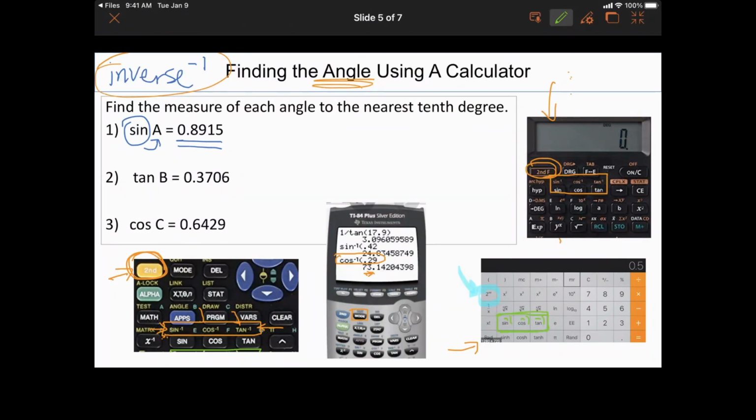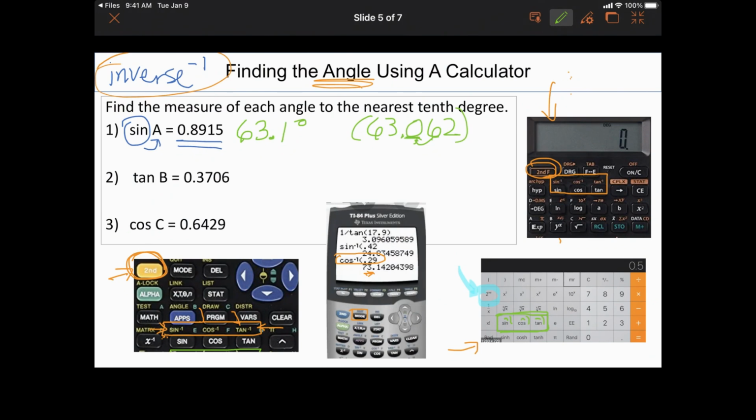Okay, so let's go find the inverse. So this is going to do inverse sine 0.8915. All right, and it says to the nearest tenth degree. So I have 63.1 degrees. So it was 63.062. So I'm rounding to here. So that 6 is going to make that 0 go to 1.